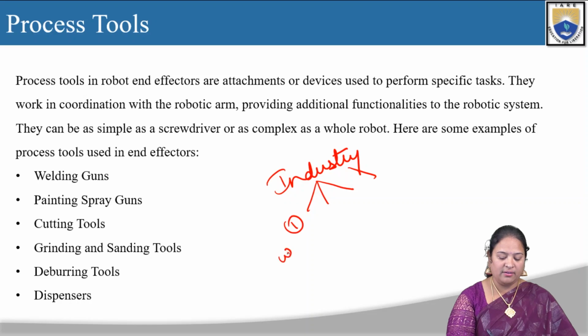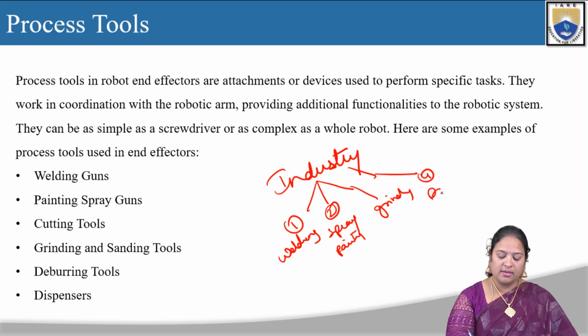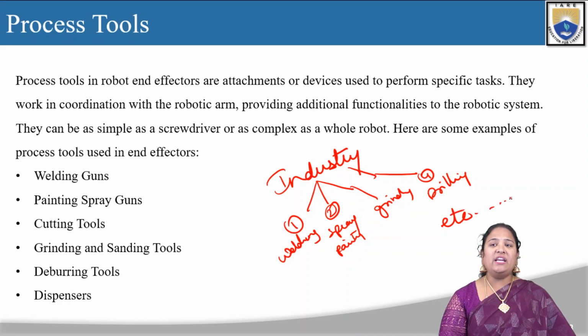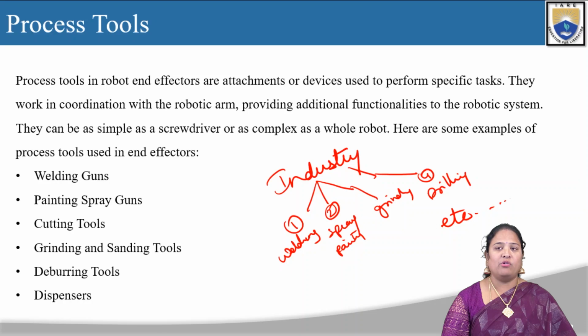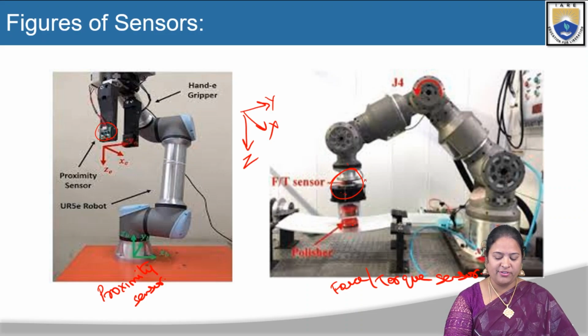One is welding, the second is spray painting, the third is grinding, fourth is drilling, etc. So we have n number of operations to be done in any particular form of industry. Based upon the type of the operation, the end effector's tool will be changing, right? Based upon the operation. Let us take the example of this robot.